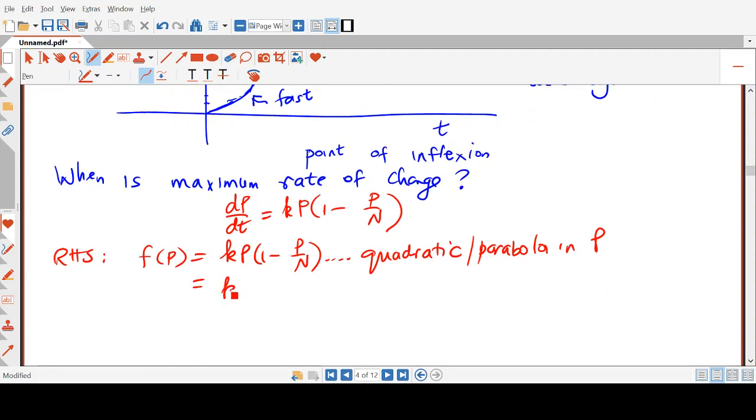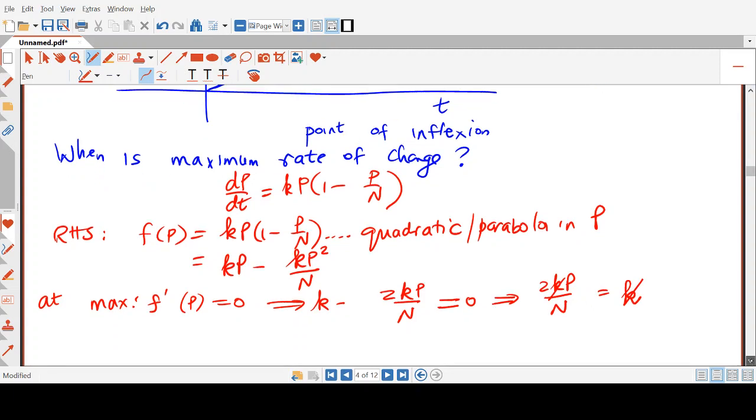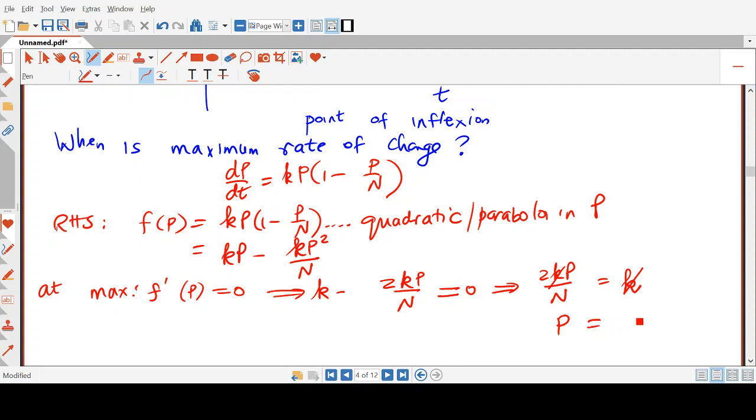So you can write it as kP minus kP squared over N. At maximum, as we know, f dash of P is 0. Let's differentiate with respect to P. It'll be k minus 2kP over N equal to 0. This means that 2kP over N equals k. Well, the k cancels off. So it follows that P equals N over 2.